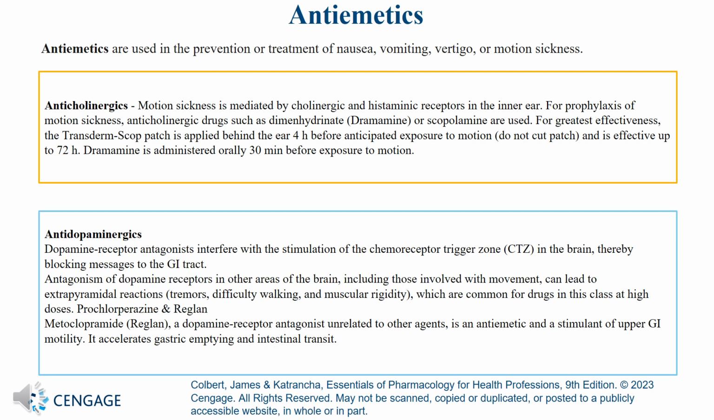Now your next one is your anti-dopaminergics, and you see what they're for and how they're used. If you also noticed, antagonism of the dopamine receptors in other areas of the brain, including those involved with movement, can lead to extrapyramidal reactions like your tremors, difficulty walking, and muscular rigidity, which are common for drugs in this class at high doses. And these are the two medications that you're seeing on the screen that cause that.